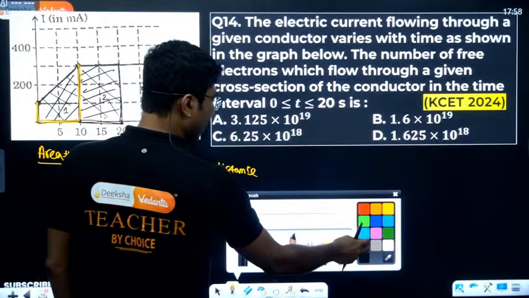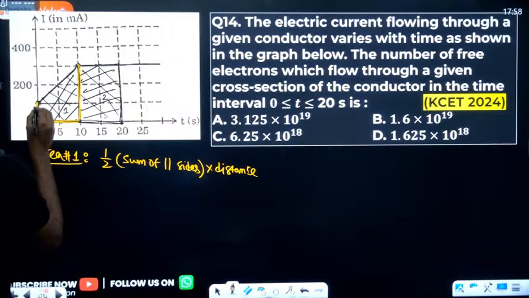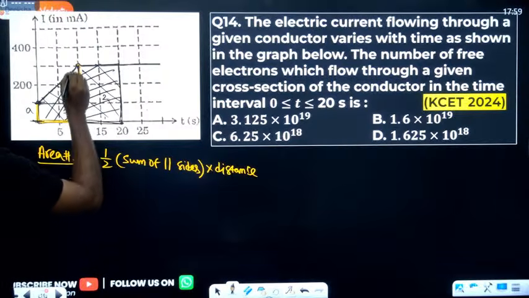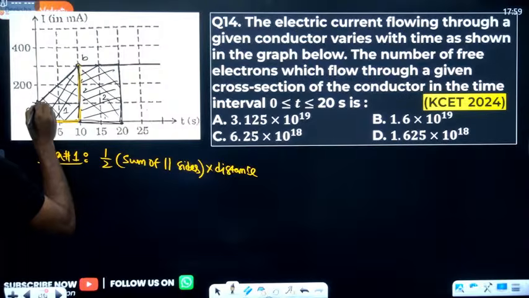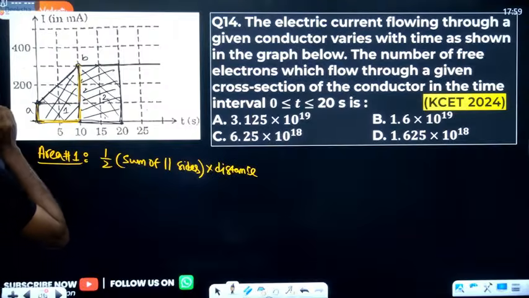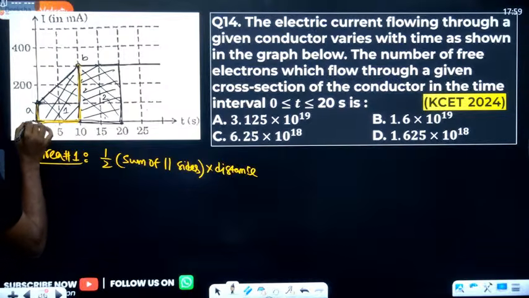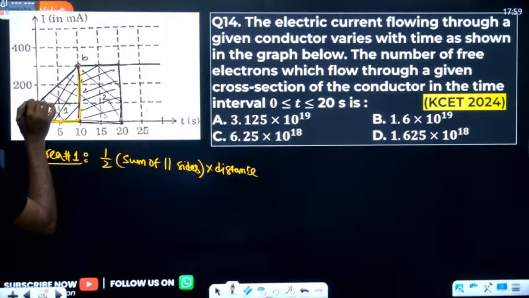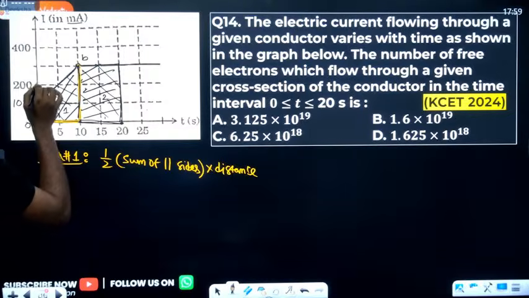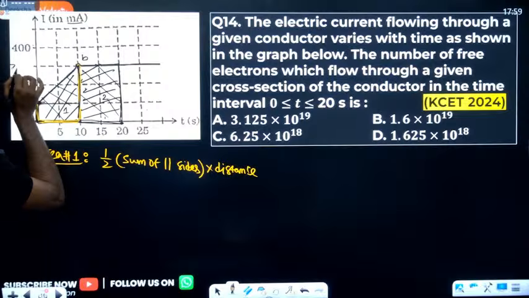Now if you see the diagram, these values are missing. This is one length, say A, and this is B. Now how to find A and B? If you look into the graph, A and B's values are missing. It is starting from 0 and going to 200. This is the midpoint of 200 and 0, so this must be 100, and it is in milliampere. Similarly, this is 200, this is 400, this is the midpoint of 200 and 400, so this must be 300.